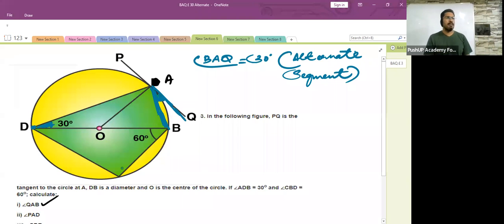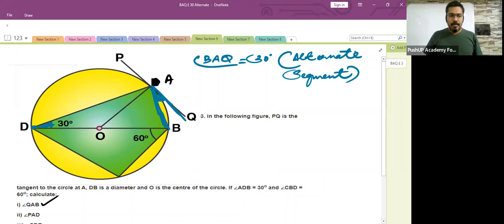Alternate segment property. When I ask you something, you should be able to explain it the way I explain in the class. That's where learning happens. This is not what I expect from you. If you are my student, this is what my expectation is from you. When I ask you something, explain it the way I explain in the class. Proper language. All the technical jargon should be used when I ask you something going forward.